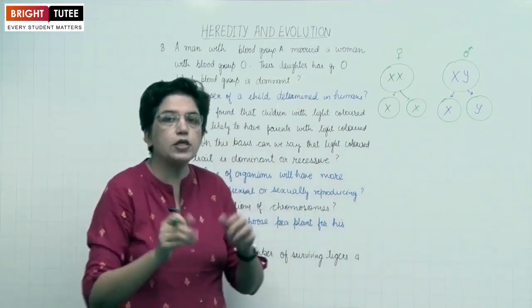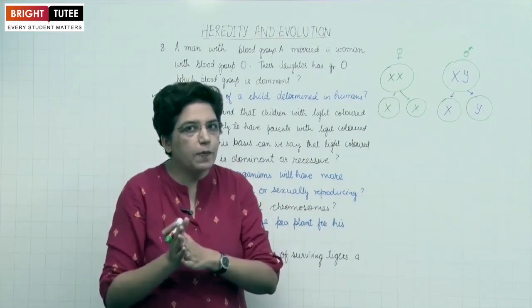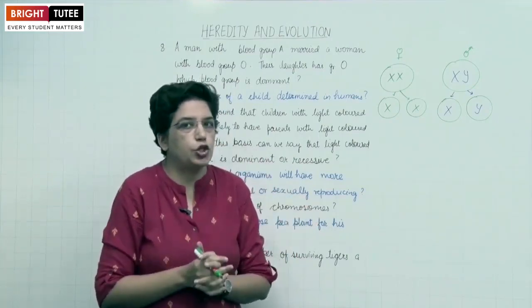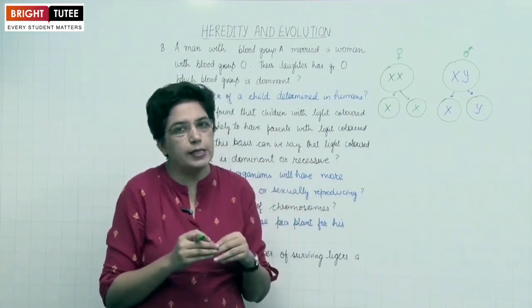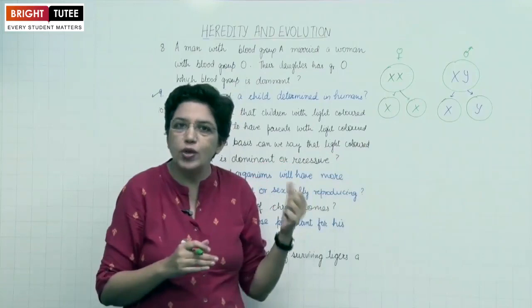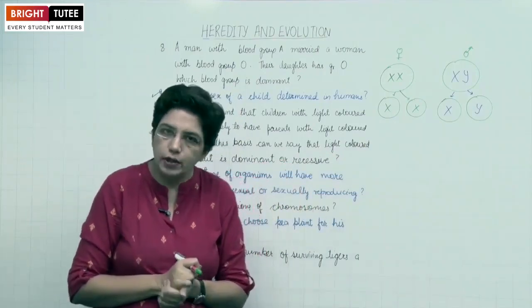So, 50% of the sperms formed will have X chromosome, the other 50% will have Y chromosome. Now, during fertilization, when fusion of gametes takes place, what are the chances which sperm will fuse with the ovum? That will decide the sex of the baby.